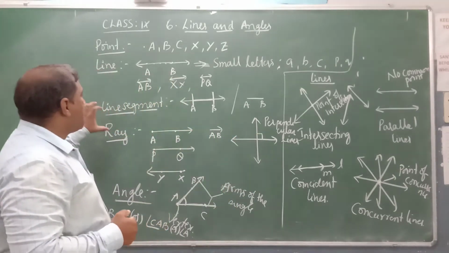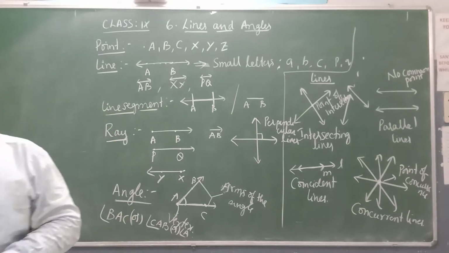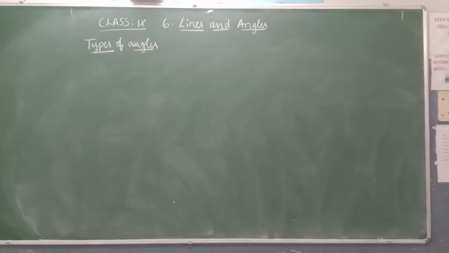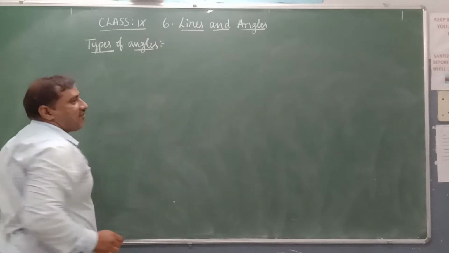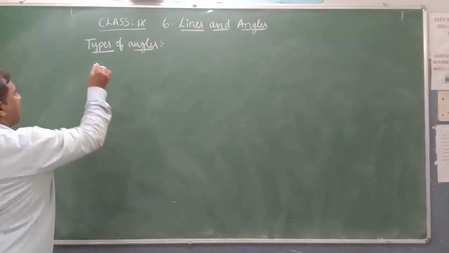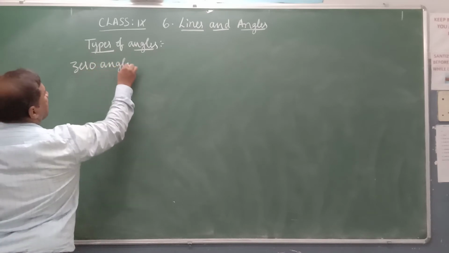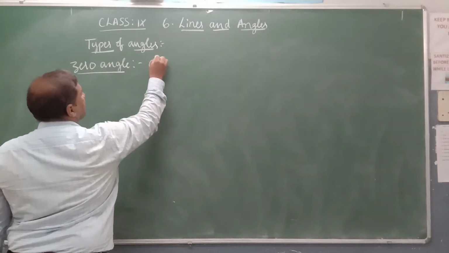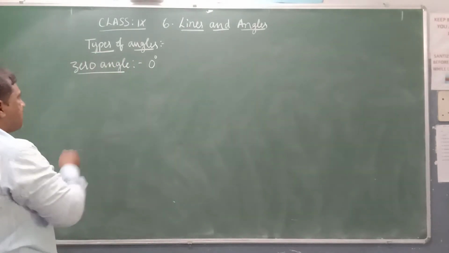Now we will discuss different kinds of angles. Is it clear? Now, types of angles. The first type of angle is the zero angle. So what is a zero angle? An angle whose measure is 0 degrees is called a zero angle.